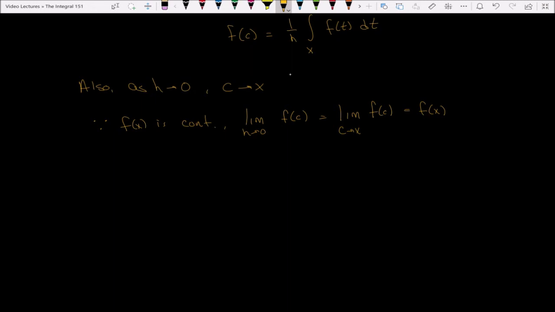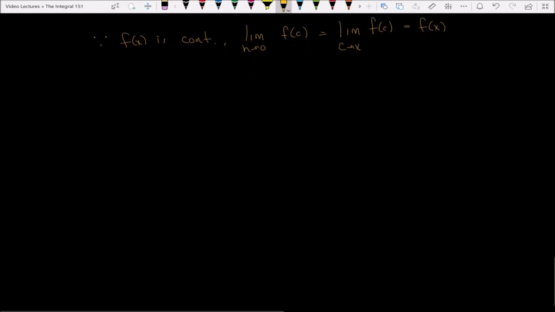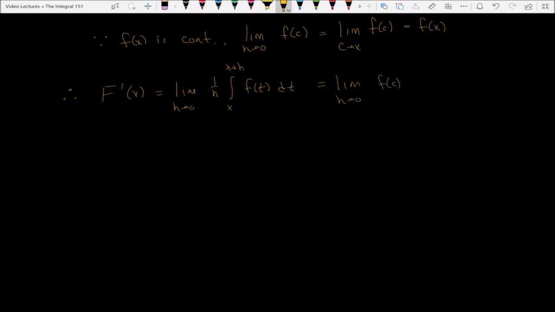We can now put all of this together. F prime was the limit as h approaches 0 of 1 over h times the integral from x to x plus h of f of t dt, which is the limit as h approaches 0 of f of c, which is f of x, which is what we wanted. And so part 1 of the fundamental theorem has now been established. We now look at proving part 2.